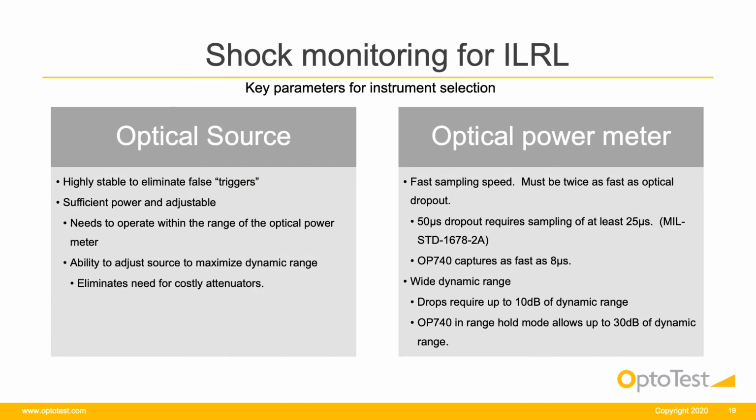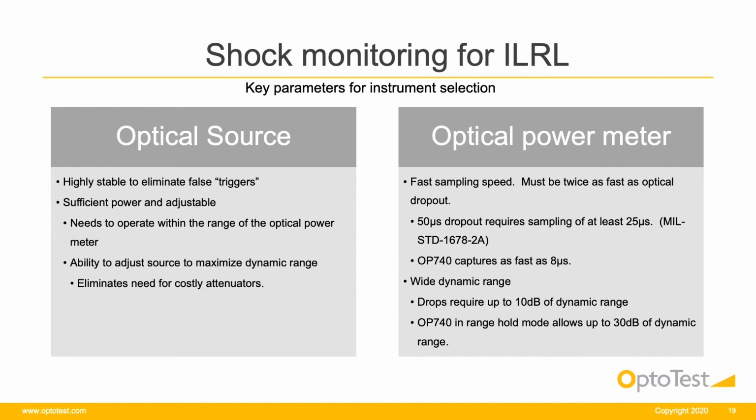One common test on mated pairs is a shock test to see how well a mated pair can maintain connectivity through shock events. When selecting equipment for shock and vibration testing, one needs to make sure the equipment used is capable of producing reliable and accurate results. The optical source should have sufficient output power so that it operates within the range of the optical power meter. Ideally, the source is adjustable to maximize the dynamic range of the OPM when in range hold mode. An adjustable light source eliminates the need for costly attenuators in the setup.